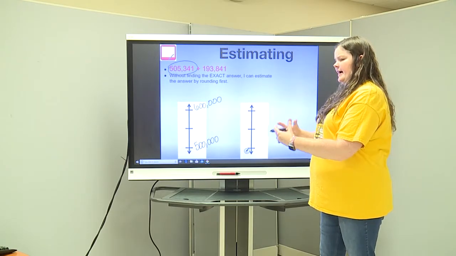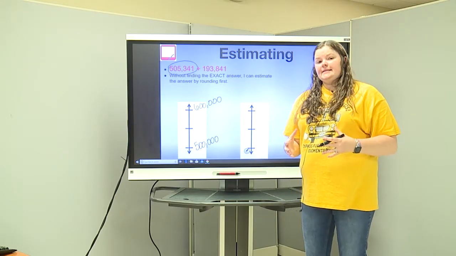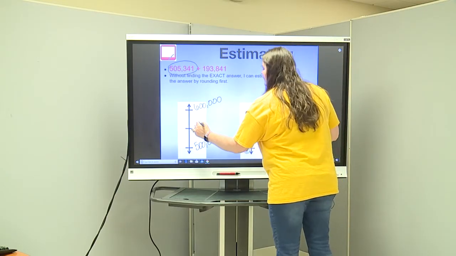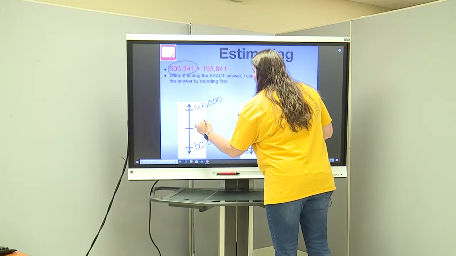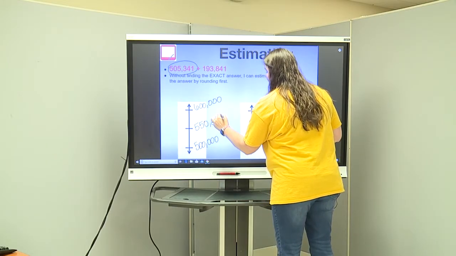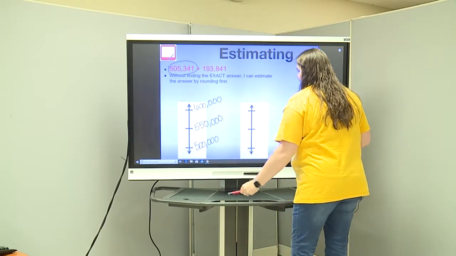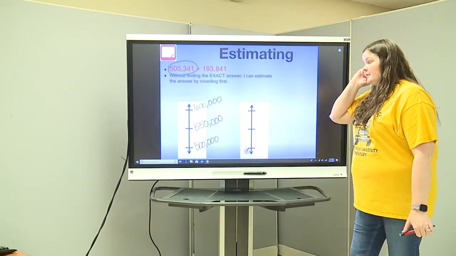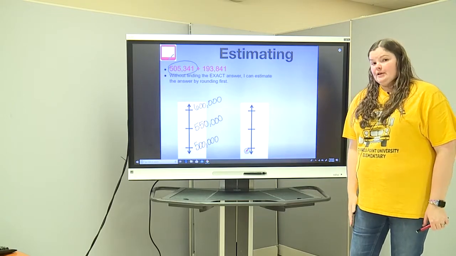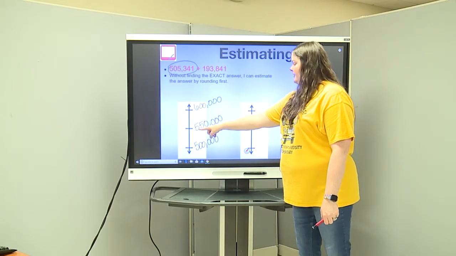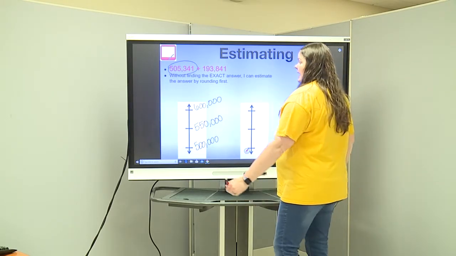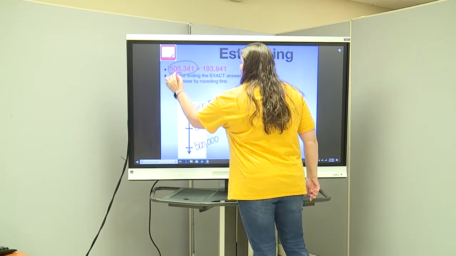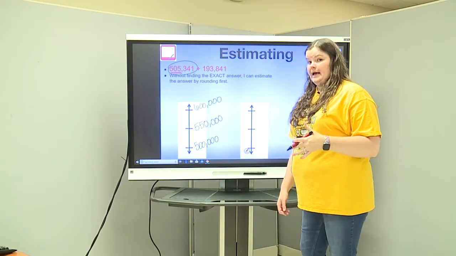What would be in between 500,000 and 600,000? Well, my midpoint would be 550,000. Now I just need to put my number of 505,341 on my number line. So if my midpoint is 550,000, I'm looking to put 505,000 on the number line.